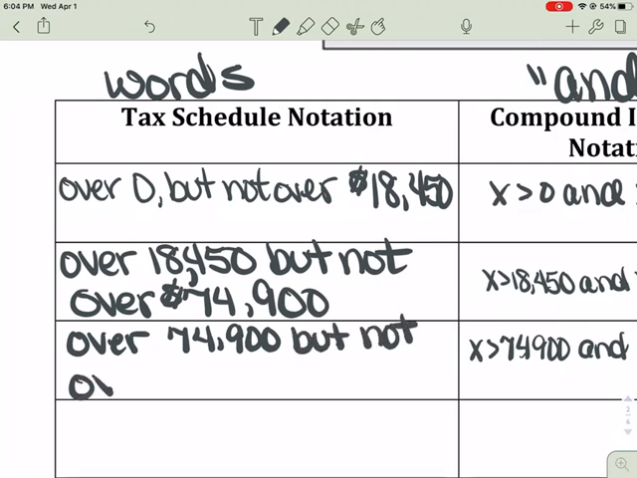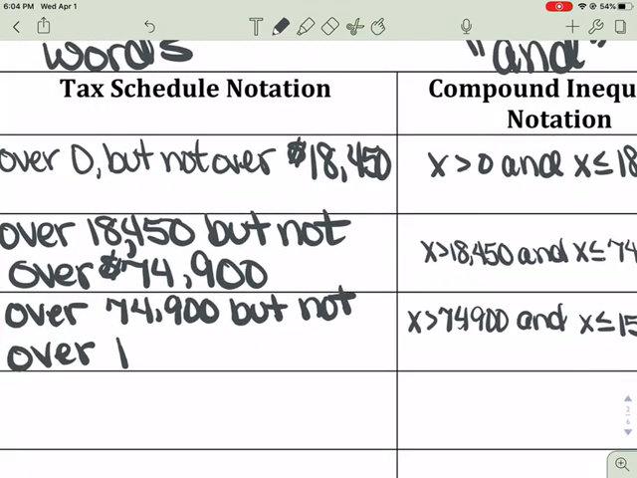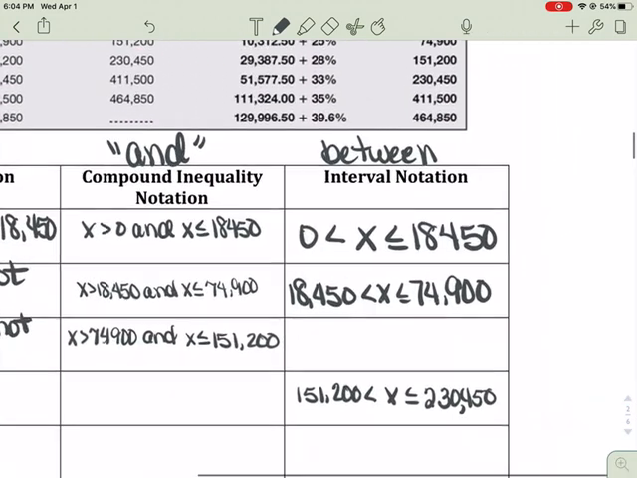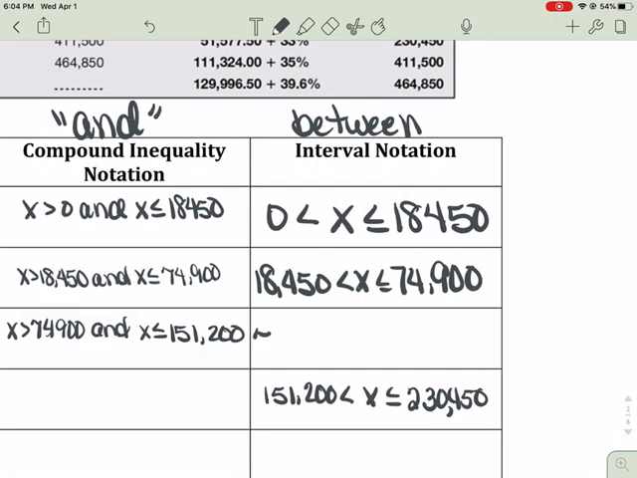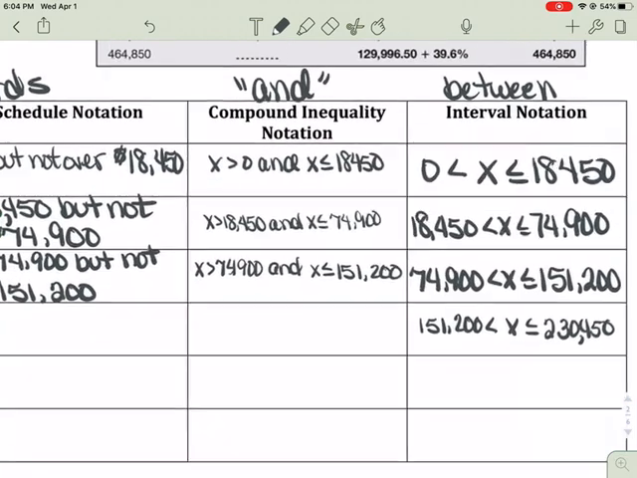but not over 151,200. Okay. All right, let's try it with the between idea. So 74,900 less than X, less than or equal to 151,200. All right, let's just do one more.